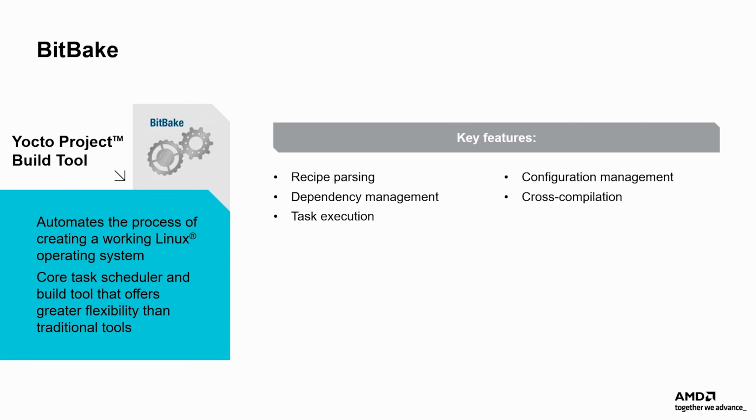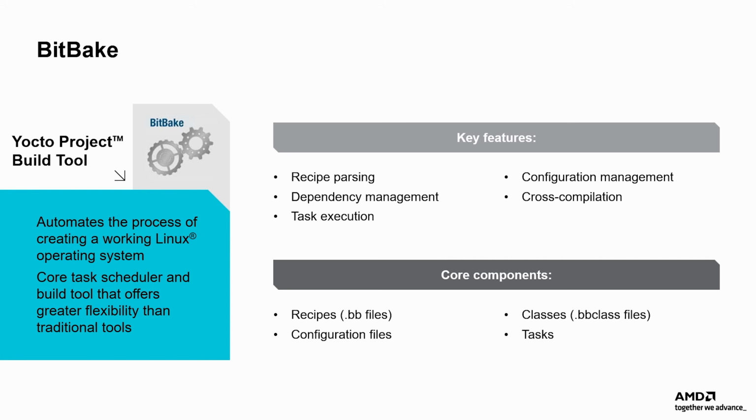Bitbake is a build tool that interprets .bb recipe files to fetch, configure, build, and package software components. It automatically manages dependencies by constructing a build order tree. Bitbake schedules and executes tasks like fetching source code, configuring, compiling, and packaging. It uses global configuration files and supports hierarchical layering for flexible build environments. Additionally, Bitbake enables both native and cross-compilation, allowing builds for target architectures different from the host system.